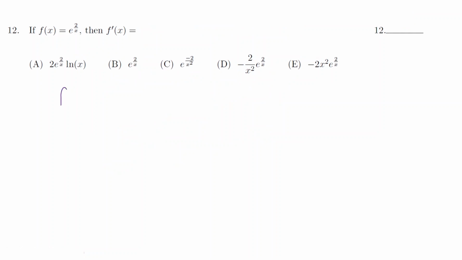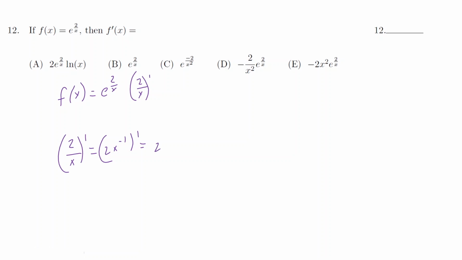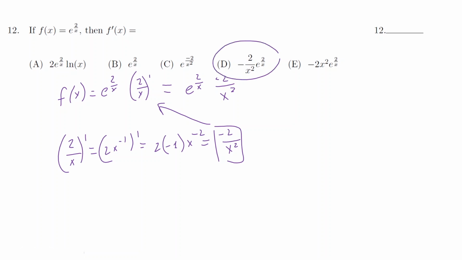So f of x equals e to the 2 over x times u prime, so times 2 over x prime. 2 over x prime is equal to 2x to the -1 prime. That's equal to 2 times -1 times x to the -2, which is -2 over x squared. That's my u prime. So f prime is equal to e to the 2 over x times -2 over x squared. And I just have to find one of those answers. It seems like it is D.